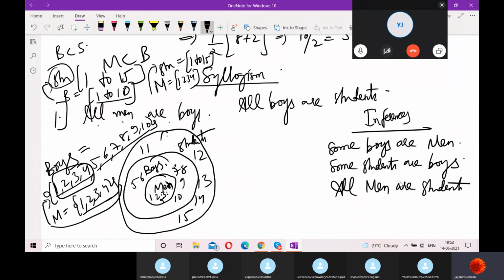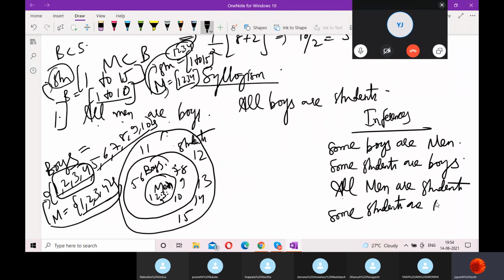The last and final inference: if all men are students, from 1 to 15 numbers, 1, 2, 3, 4 is lying in 1 to 15. So in this 1 to 15, 1, 2, 3, 4 are men, correct? So some students are men.